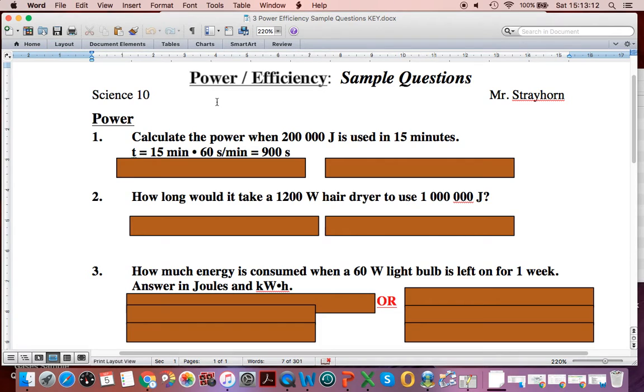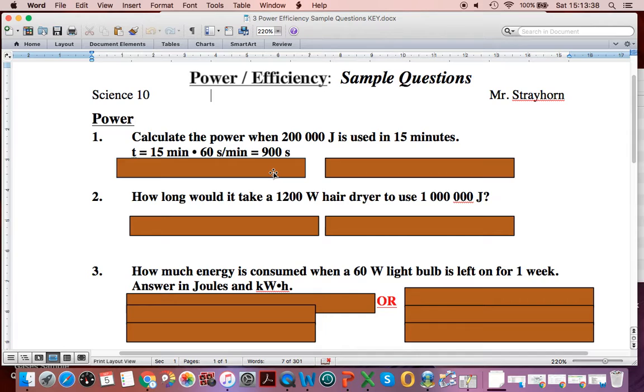Good day. I think this sheet should be very useful for when you're doing calculation questions. The first three examples relate to different types of calculations related to power, and the last three relate to questions related to efficiency. So what you see is we have our energy and we have our time, and we want to find power. And we know power is energy divided by time.